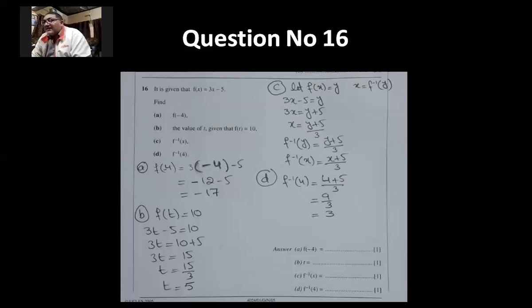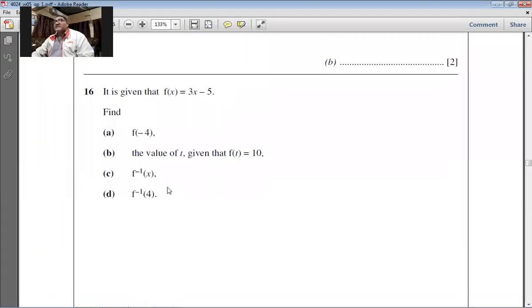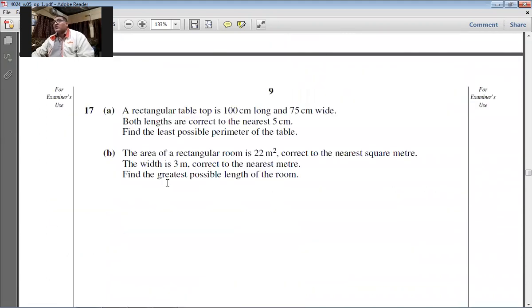Hopefully you understand this. Then the D part is they say f inverse of 4. In the inverse formula, in the place of x, I will substitute 4. So this is the inverse formula. So if you want to find f inverse of 4, in this formula, in the place of x, I will put 4. So you will have 4 plus 5 divided by 3. So it will be 9 by 3, which will be 3. So this is how you will do question number 16. And let's go to the next question. So that was question number 16, and it was a 4-mark question.